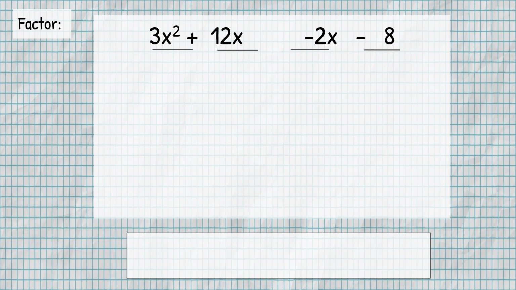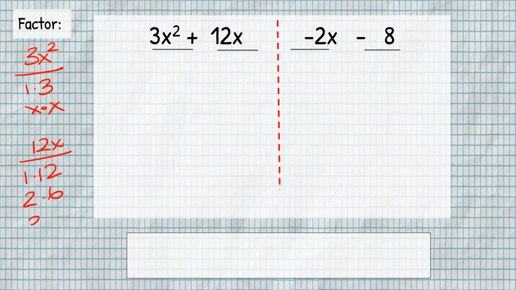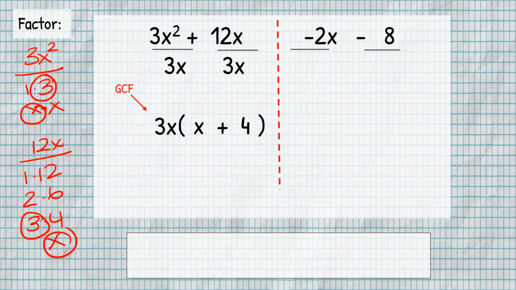We have four terms. We cut it in half. Then we look for the GCF. So it looks like in terms of numbers, they both have a 3 and they both have an x. That's the most they have in common. We divide by 3x and we're left with x plus 4.